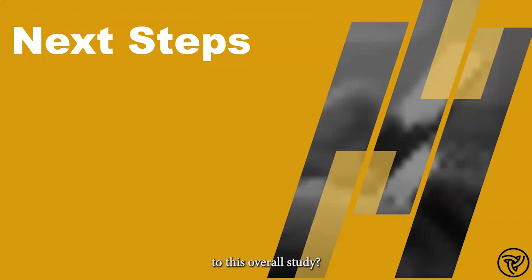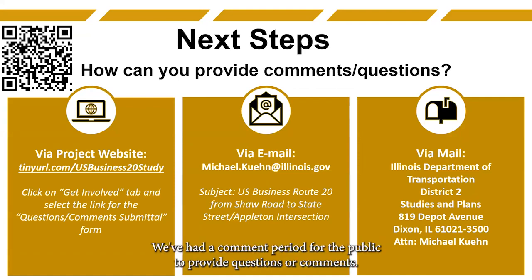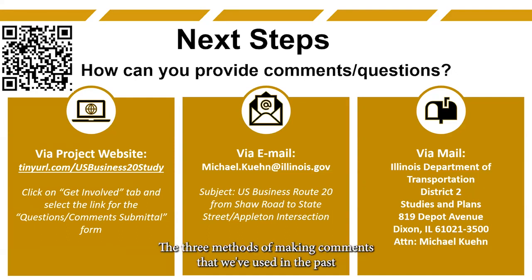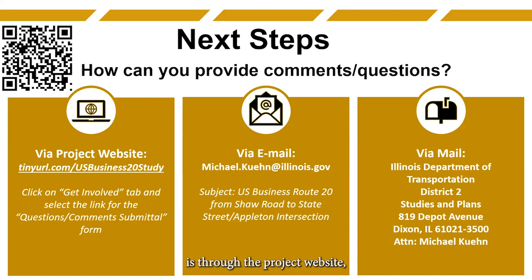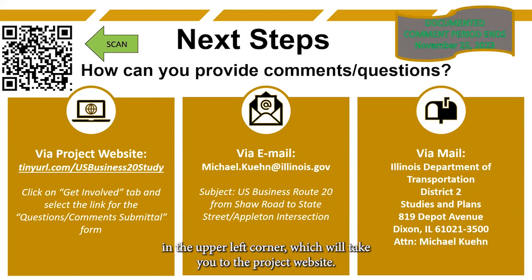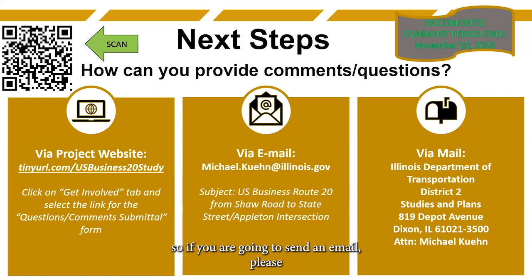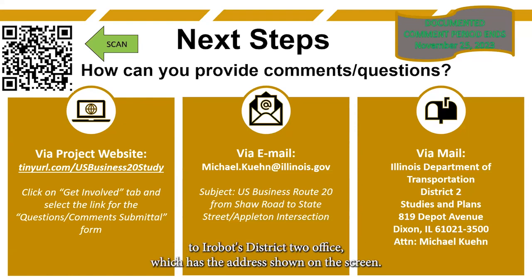So what are the next steps for this overall study? Similar to the past meetings, we have a comment period for the public to provide questions or comments based on what you've seen here today. The three methods of making comments that we've used in the past are through the project website, where you can see the web address on the screen, or you can scan the code in the upper left corner, which will take you to the project website. You can also send an email to the IDOT Study and Plans Engineer at the email provided on the screen. Please note that the name has changed since the previous two meetings, so if you are going to send an email, please notice the correct email address. And you can also mail any questions or comments to IDOT's District 2 office, which has the address shown on the screen.